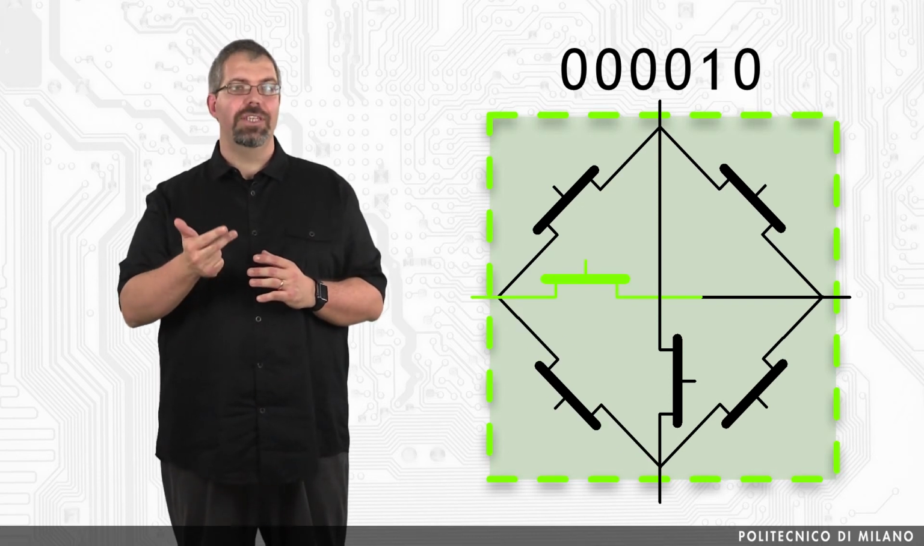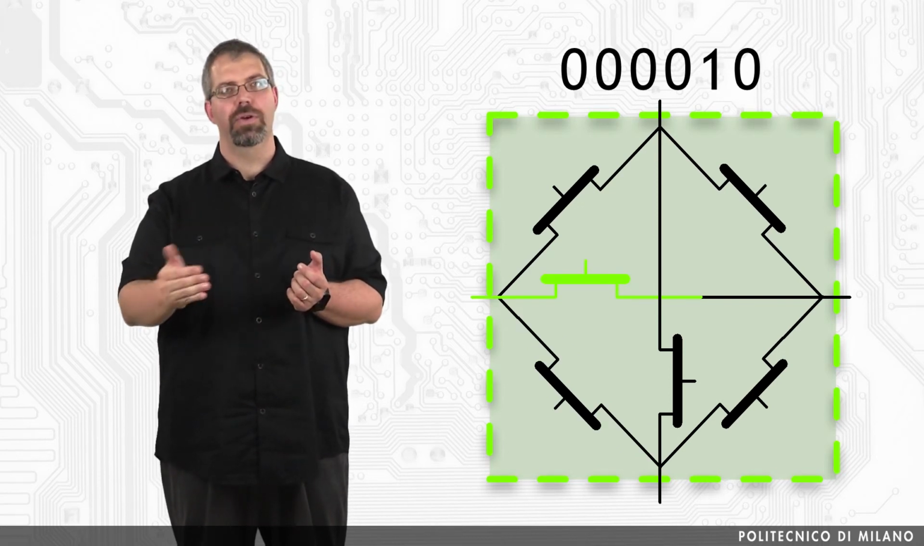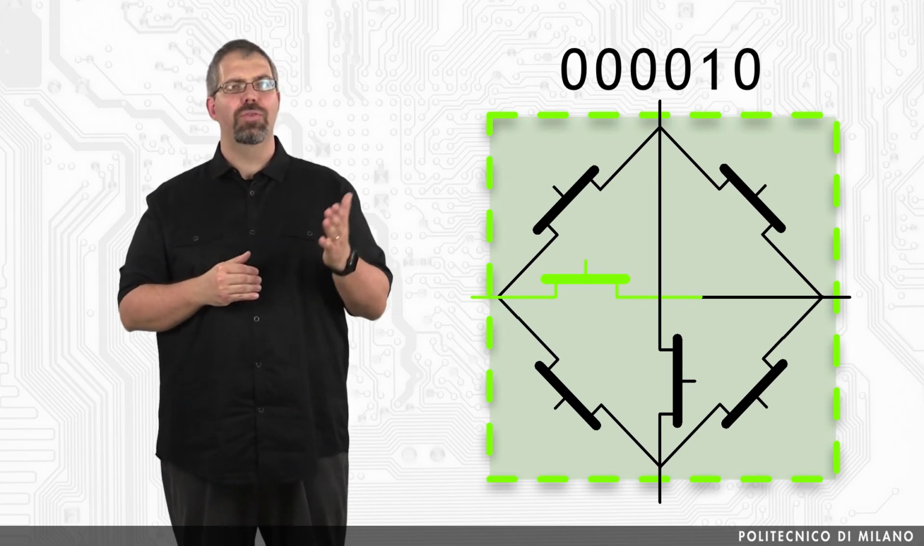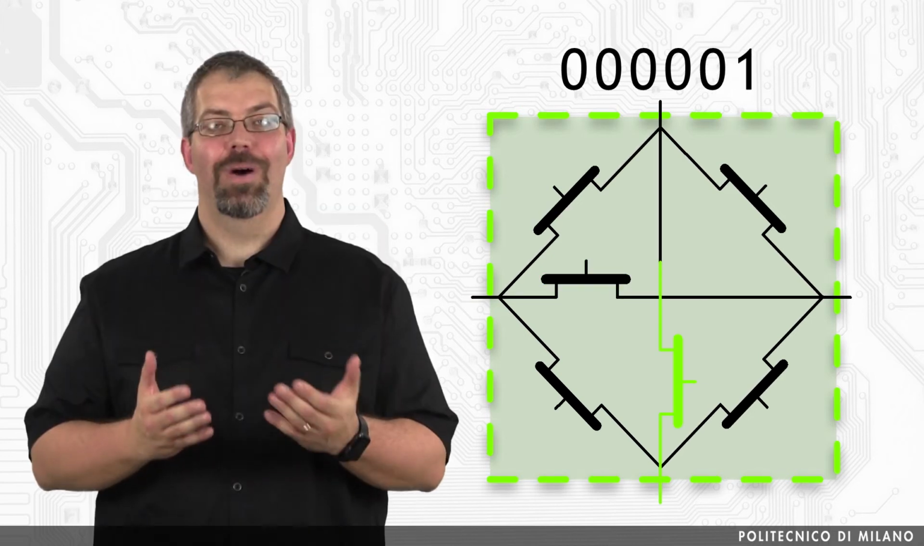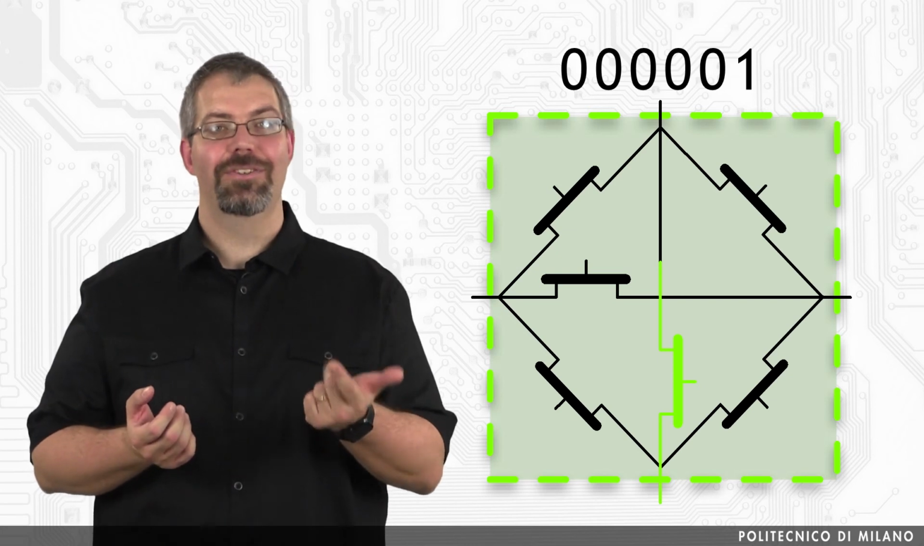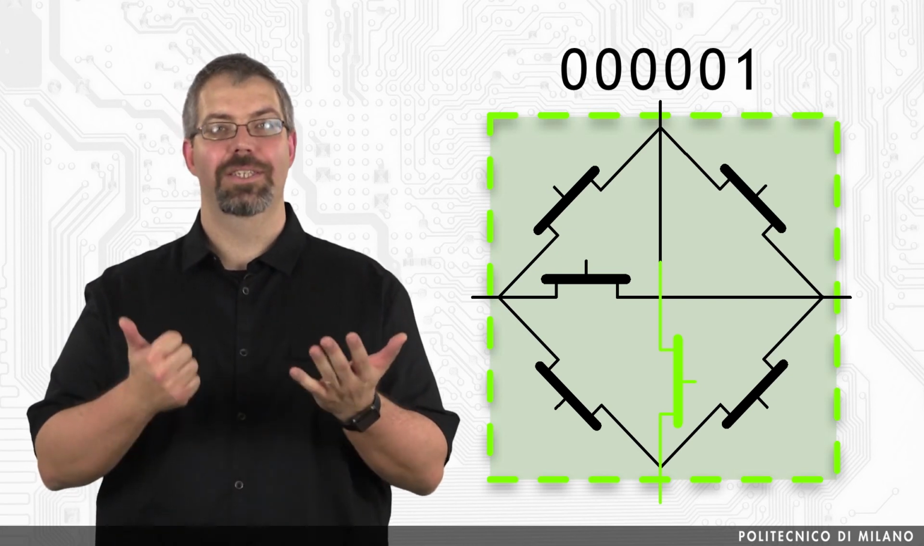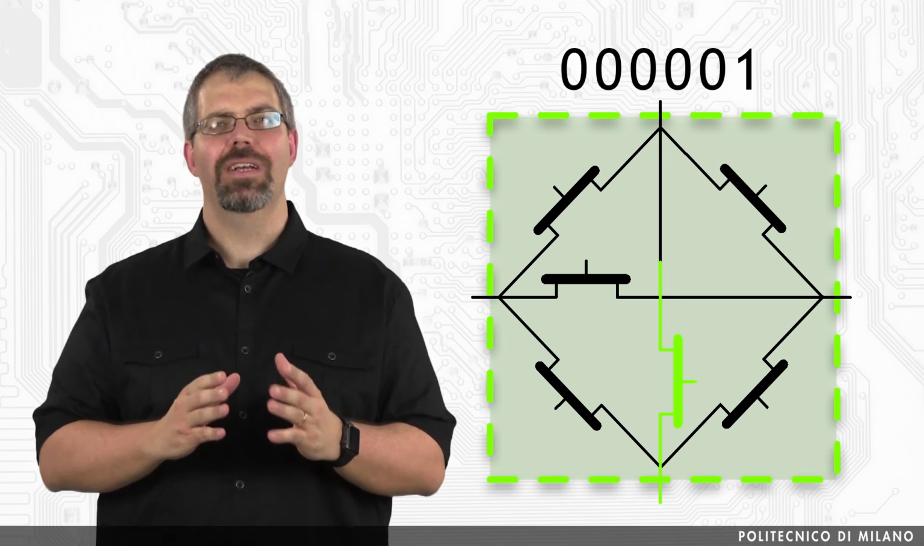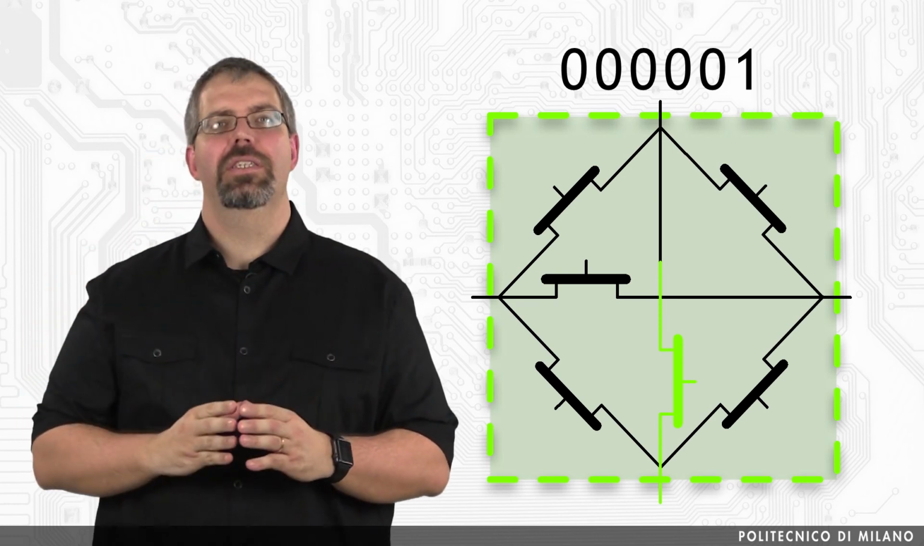A 000010 configuration will enable a left-to-right communication, while finally a 000001 sequence of bits will enable a vertical path for the signal going into this switch matrix.